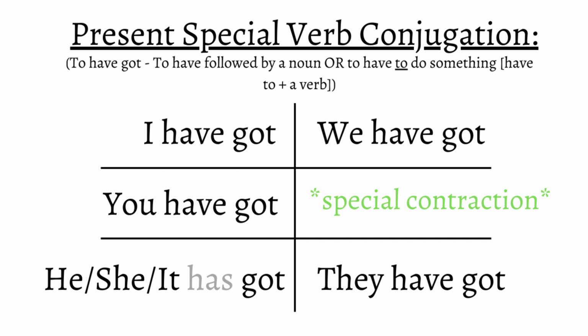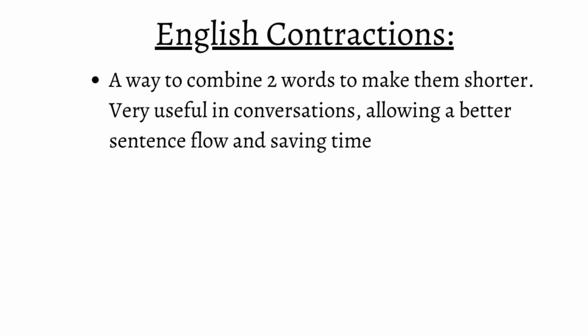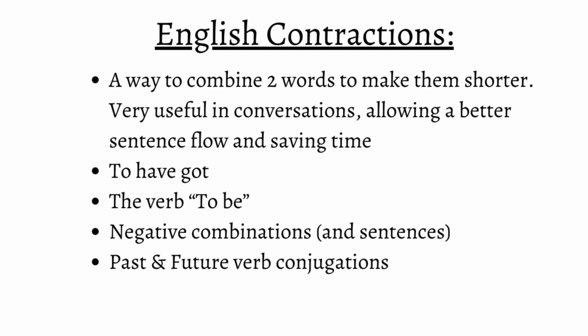Moreover, English has a special contraction when it comes to the verb to have got. English contractions are a way to combine two words to make them shorter. They're very useful in conversational tones, which allows for a better sentence flow and saves time. Such contractions exist in the verb to have got, the verb to be, negative combinations, and past and future verb conjugations. These topics are for future videos, but to have got is something that I'll show in this video.